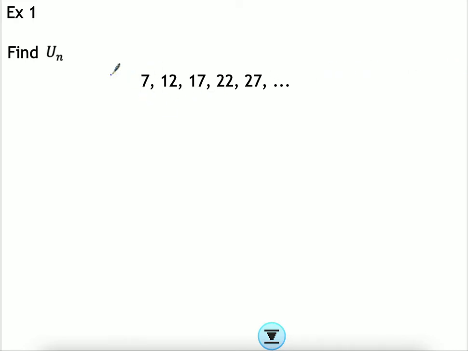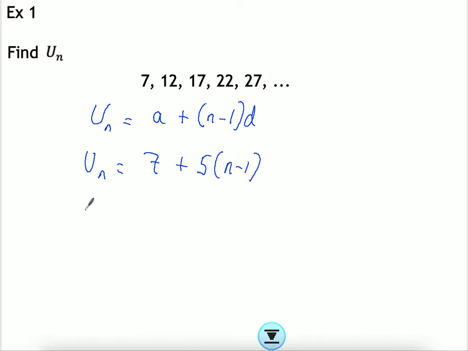So again, at GCSE you would have said, well, it's clearly 5n add 2. And you would be absolutely right to say that. So un, using our more mathematical approach at A level, so un is equal to 7, add n subtract 1 lots of the difference, which is 5, and then when you expand and simplify, we'll get 5n add 2.